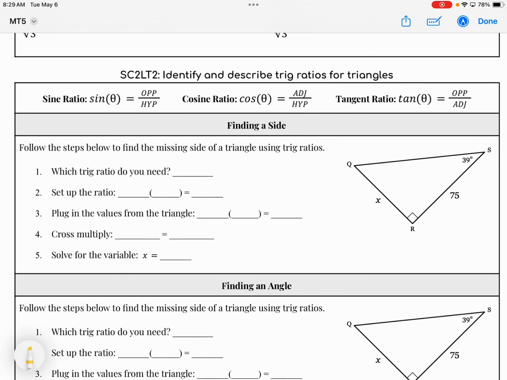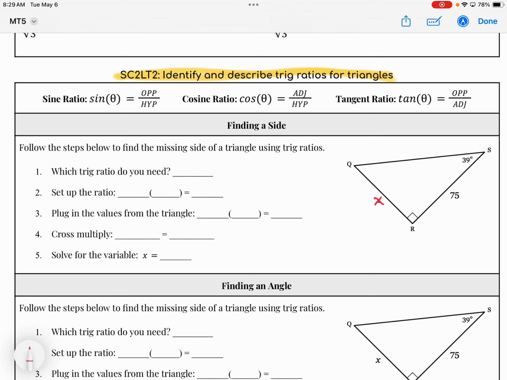Okay, so yesterday we talked about rationalizing fractions. That was our first learning target. Today we're going to talk about how to identify and describe trig ratios for triangles. Specifically, we're going to use trig ratios to figure out missing sides and missing angles. Let's first talk about how to find a missing side. In this first question, we are looking for side X.